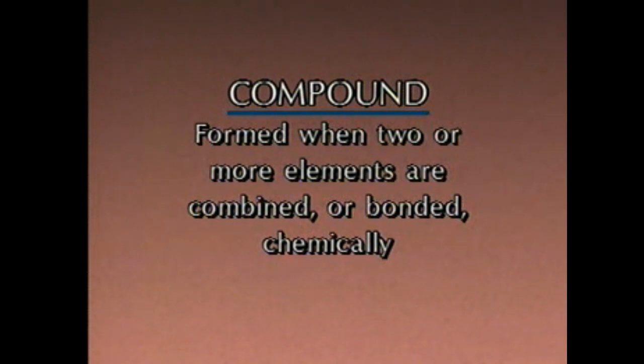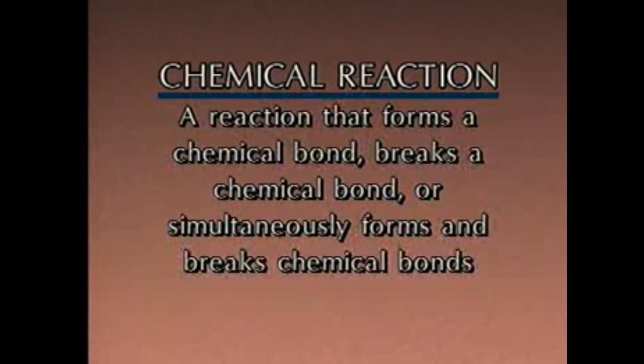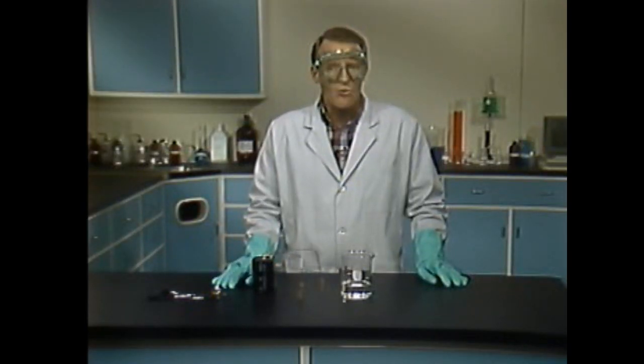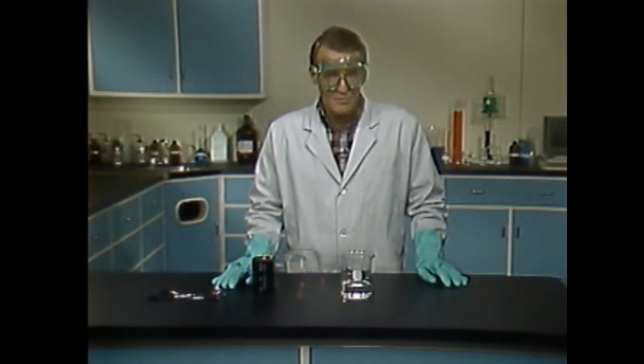A compound is a product of a chemical reaction. It's formed when 2 or more elements are combined or bonded chemically. A chemical reaction is a reaction that forms a chemical bond, breaks a chemical bond, or simultaneously forms and breaks chemical bonds. Let's look at a chemical reaction to understand compounds better.